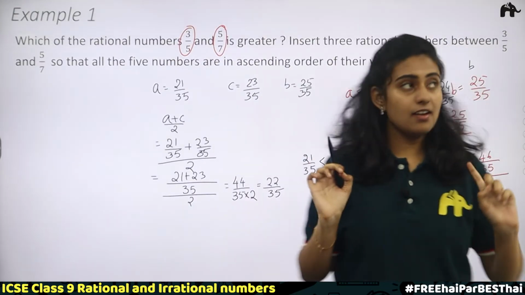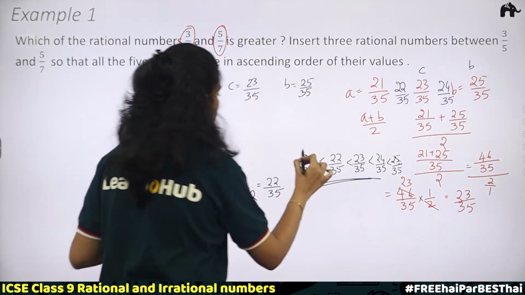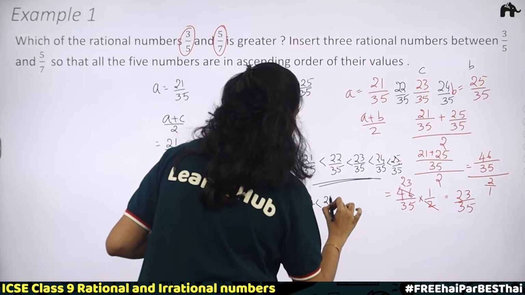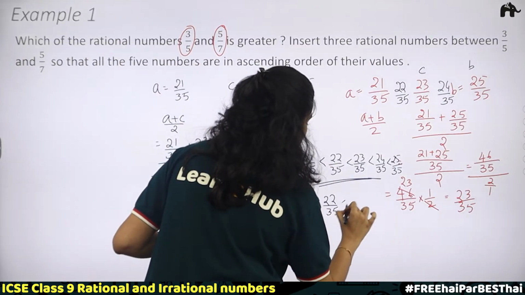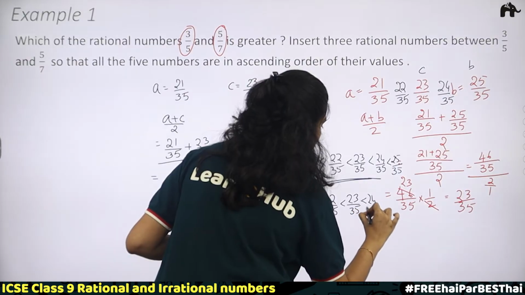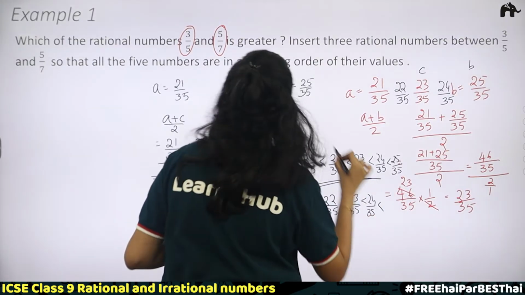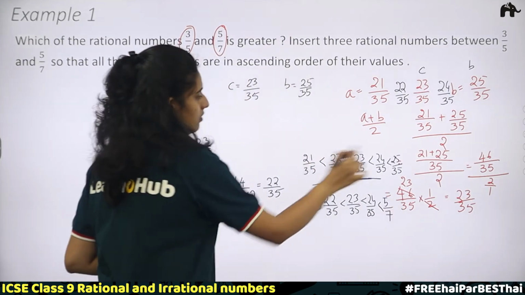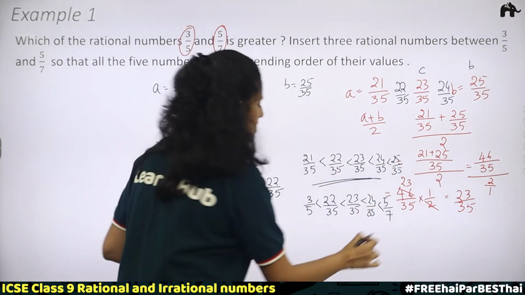Okay. Here in the question we have 21 by 35 as 3 by 5. 3 by 5 less than 22 by 35, 23 by 35, less than 24 by 35, less than, the number is 5 by 7. Okay. If you cancel, you will be getting this number. So this is the arrangement.